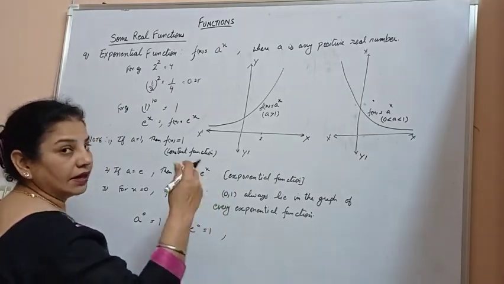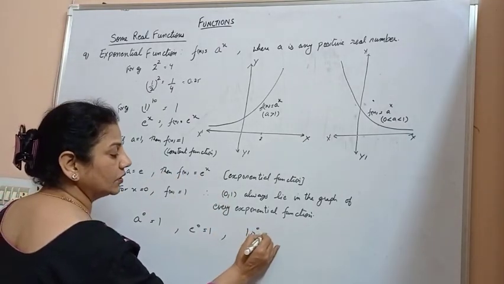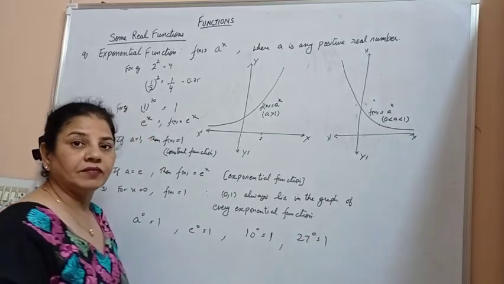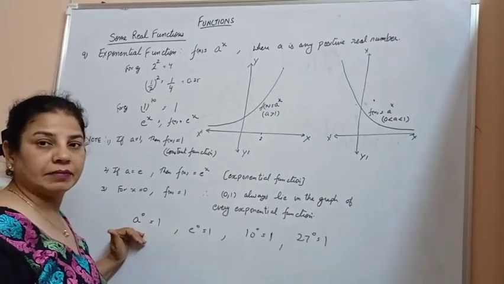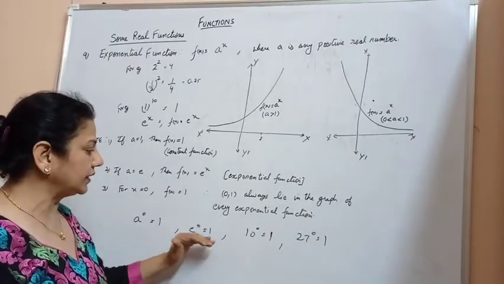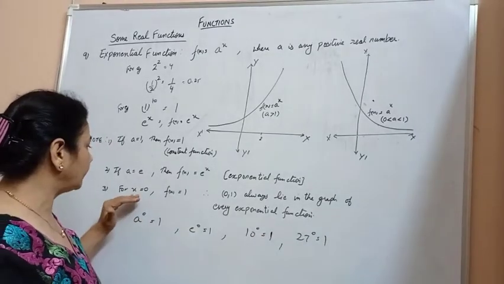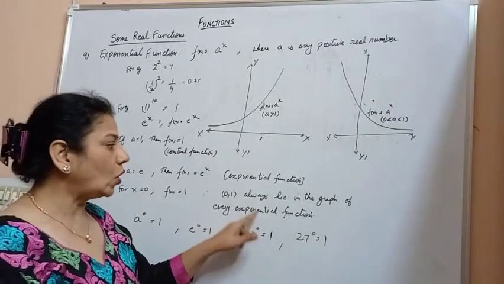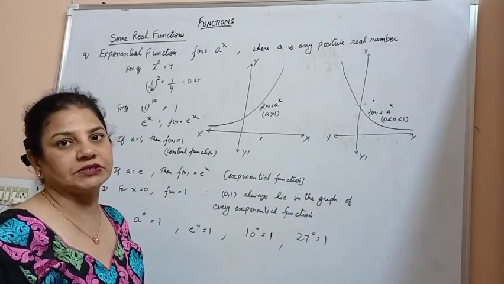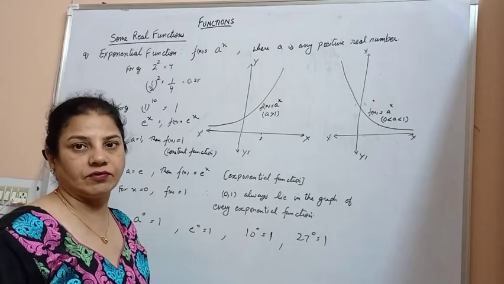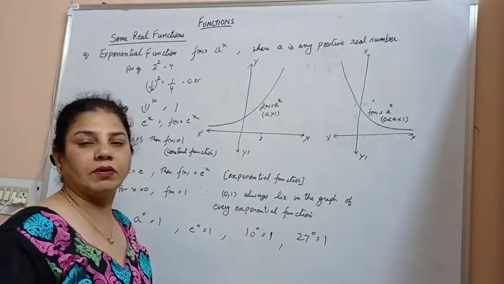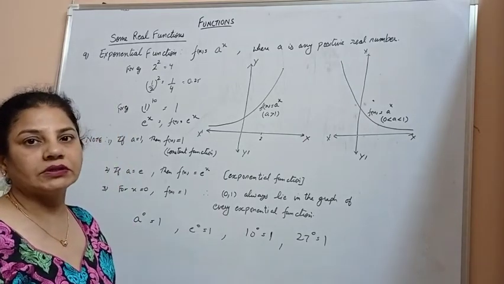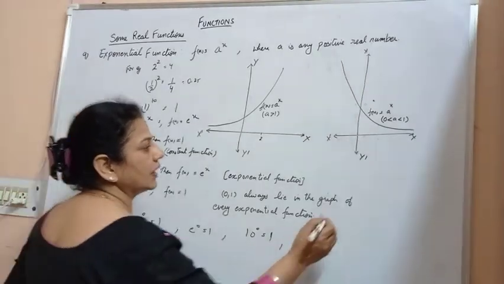Say any number a greater than 1. Say 10 to the power 0 gives me the result as 1. Say 27 to the power 0 gives me the result as 1. For every value of a, if you give x as 0, every time we are getting the value as 1. So for x equal to 0, our f(x) gives the value as 1. So we can say the point (0, 1) always lies on the graph of an exponential function. Whenever you have to plot the graph of an exponential function, the point (0, 1) lies on the graph. This is sure.